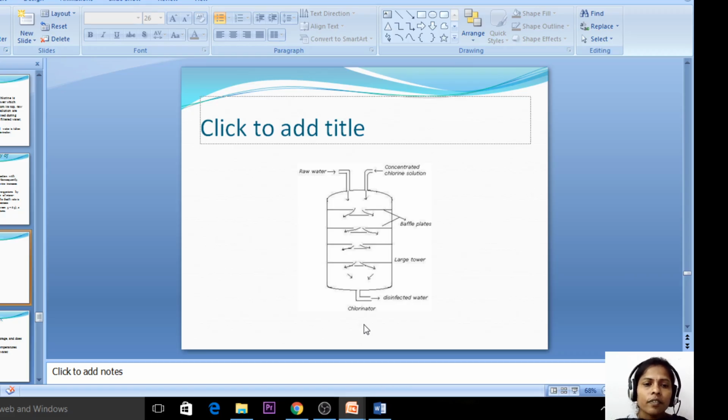So this is the chlorinator. This is the raw water inlet and this is the chlorine inlet. By passing water and chlorine gas, these two are mixed, and these are the baffle plates. These perforated plates are the baffle plates, and the mixing kills the bacteria and microorganisms in the water sample, and the pure or disinfected water is collected from this outlet.